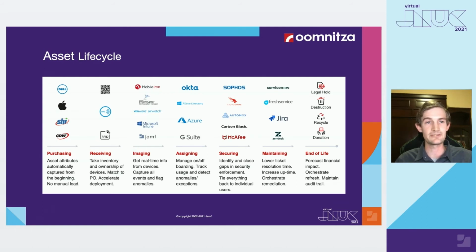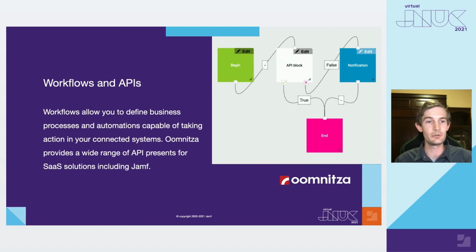Now, when we talk about lifecycle orchestration, we're really talking about automating this entire process across the entire fleet of information systems in your environment using workflows and REST APIs. In UMNITSA, workflows allow you to define business processes and automations that are capable of taking action in your connected systems. So again, any change in UMNITSA could trigger an outbound call into any one of your systems, or a change in one of your underlying connected systems could also do the same and reach out to your other connected systems.